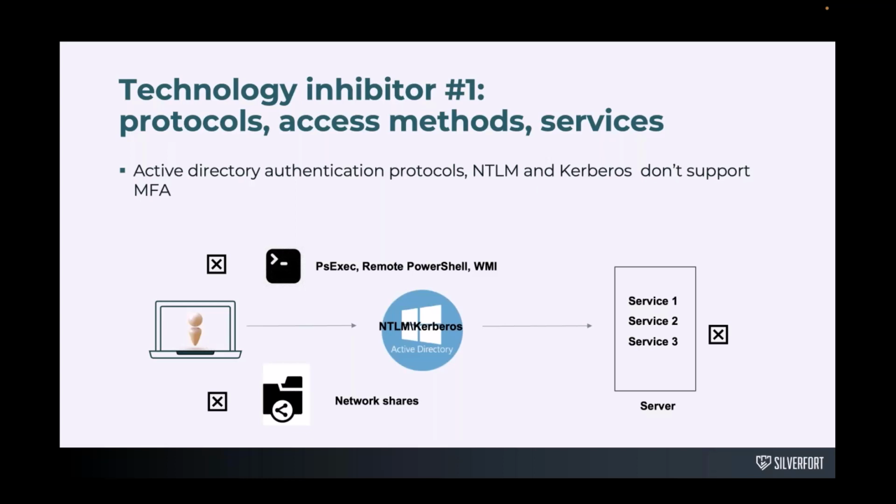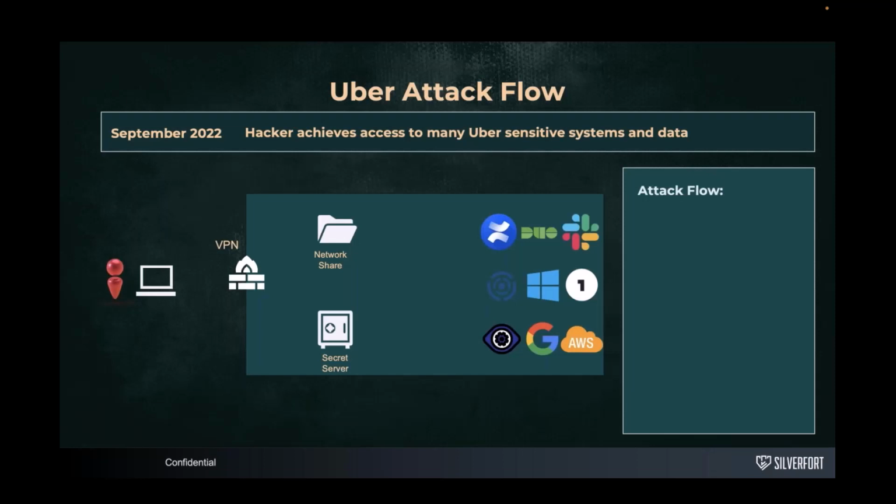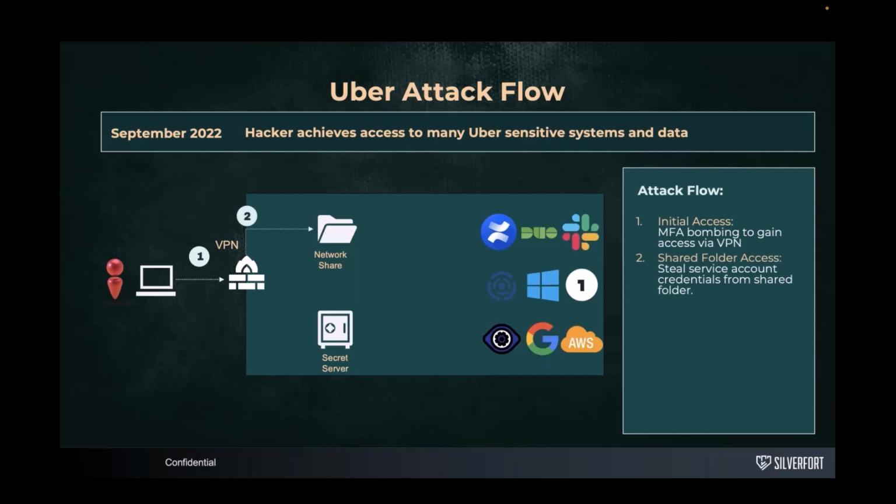That's about it. Cool. And just, for the sake of the story, you all remember the Uber attack that took place, I think it was 2022. It started by MFA bombing to get access via VPN. But then the first step was a network share. And this network share contained a script that had the credentials of a service account for the PAM that was there. Then, from that point on, it was really downhill.